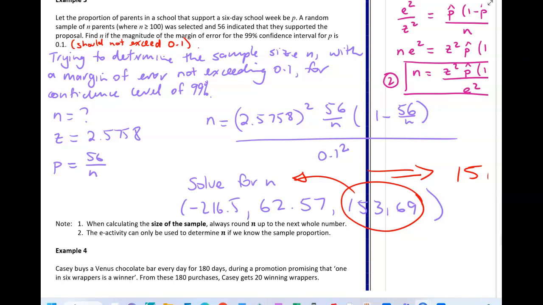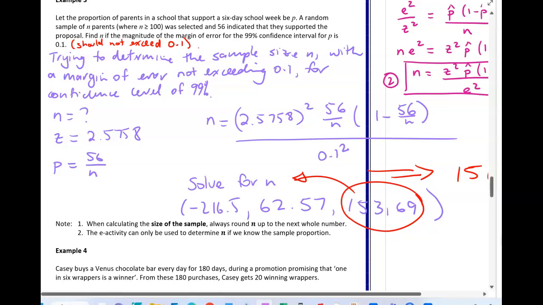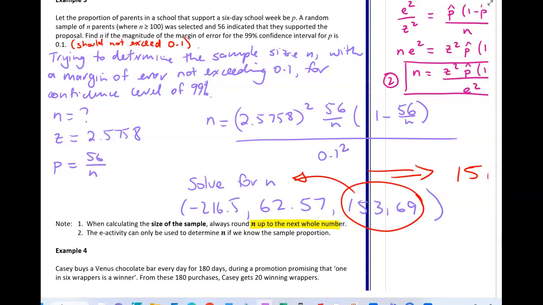If we round n down, we're going to exceed, we're going to have a wider interval, hence a wider error, and exceed that particular value. So we always need to make sure that we are rounding n up to the next whole number, unless it says round to the nearest, because we don't want to exceed a particular margin of error. And there is often a mark for that rounding.